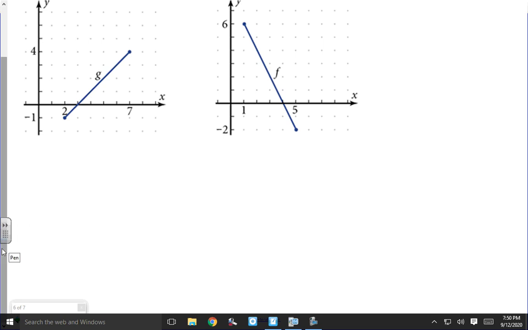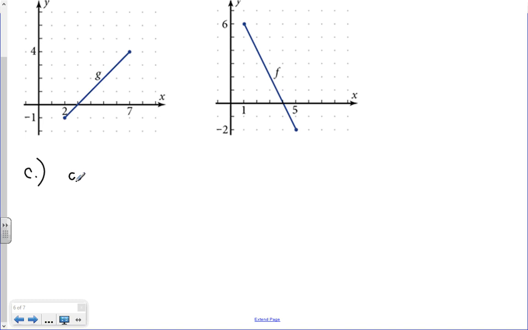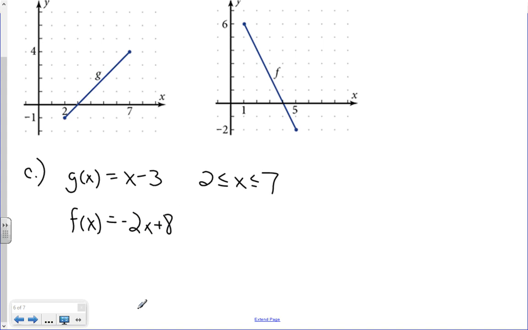This gets a little more interesting, that they actually give you these 2 functions. They tell you what g of x is and what f of x is. So I'm going to write those down. For part C, they said that g of x, that's the graph over here on the left, is equal to x minus 3, and it's on a restricted domain. It's from 2 to 7. And f of x is another linear function. That's negative 2x plus 8. And again, it's on a restricted domain from 1 to 5.